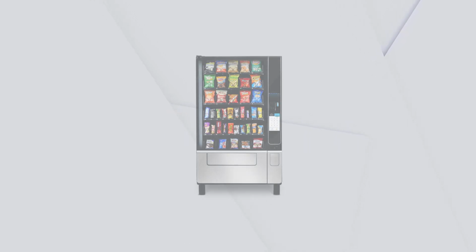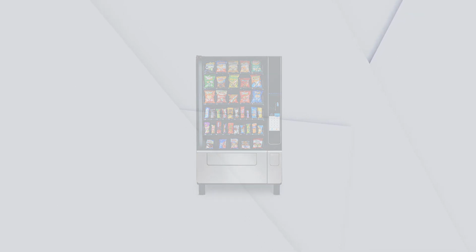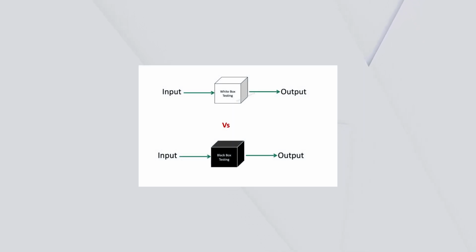Alright, imagine this. You walk up to a vending machine. No instructions, no labels. You have no idea how it works, but you need to figure it out. So what do you do? You have two choices. One, you start pressing buttons, testing it like a regular user. Or two, you open it up, take a look inside and see exactly how it operates. This, my friends, is the difference between black box testing and white box testing.